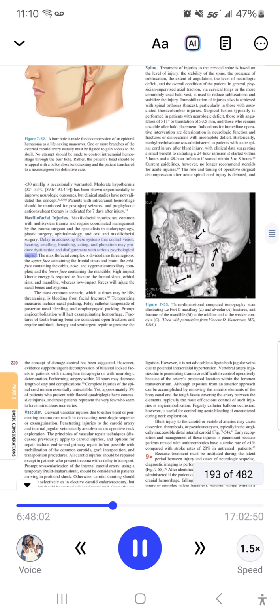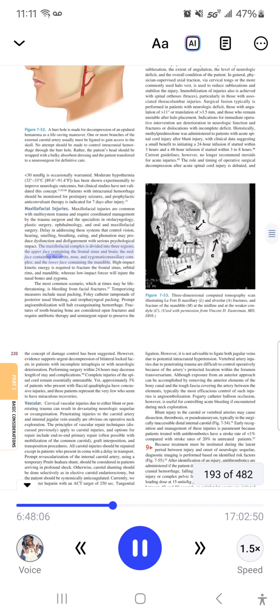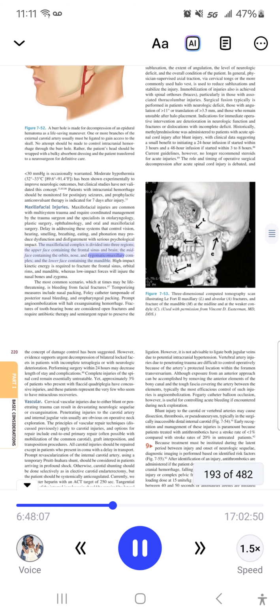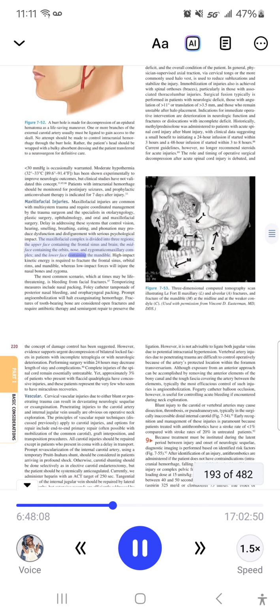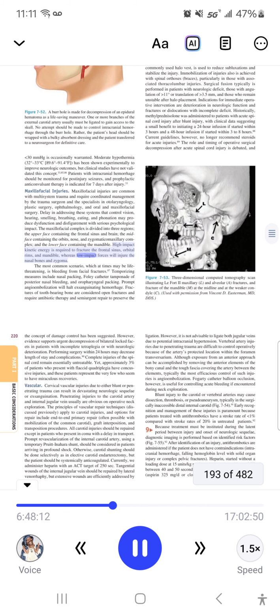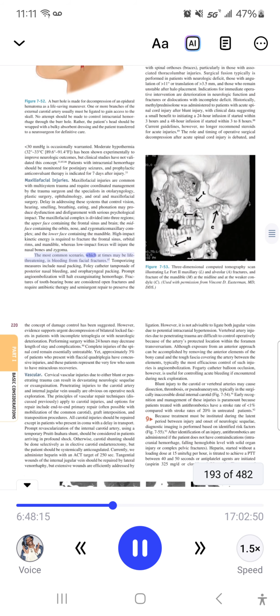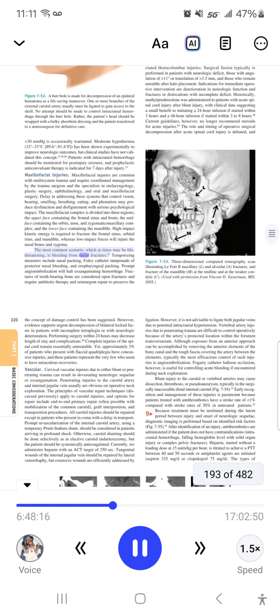serious psychological impact. The maxillofacial complex is divided into 3 regions: the upper face containing the frontal sinus and brain, the midface containing the orbits, nose, and zygomatic maxillary complex, and the lower face containing the mandible. High-impact kinetic energy is required to fracture the frontal sinus, orbital rims, and mandible, whereas low-impact forces will injure the nasal bones and zygoma. The most common scenario, which at times may be life-threatening, is bleeding from facial fractures.